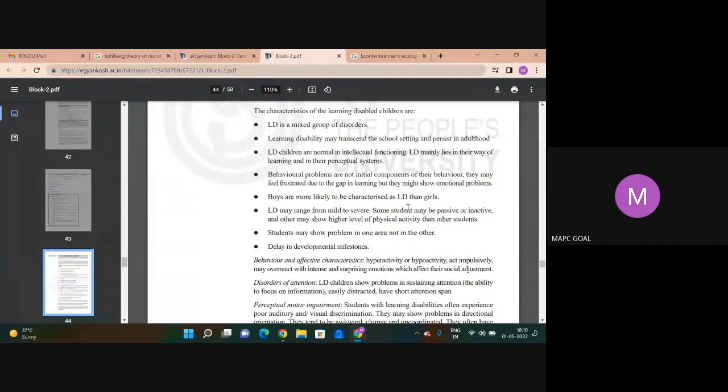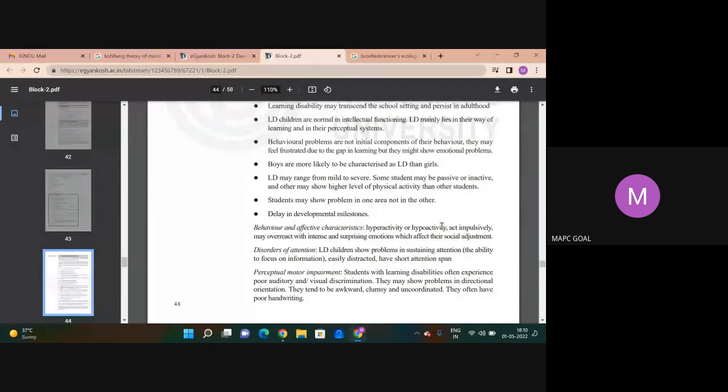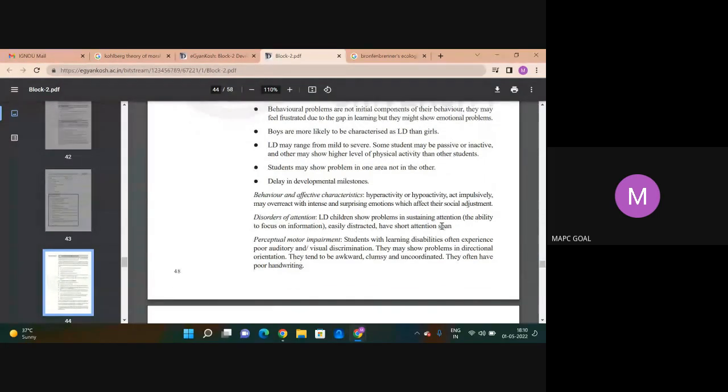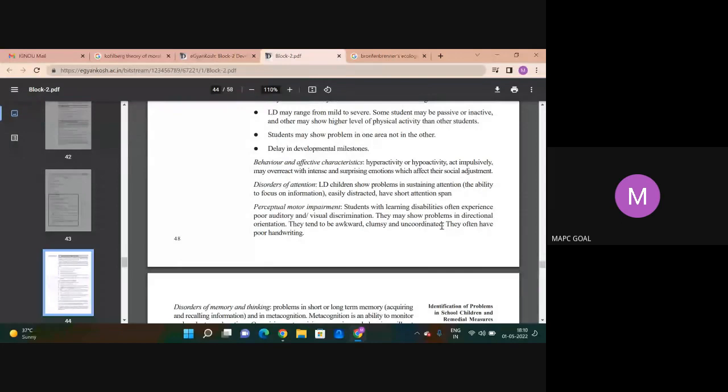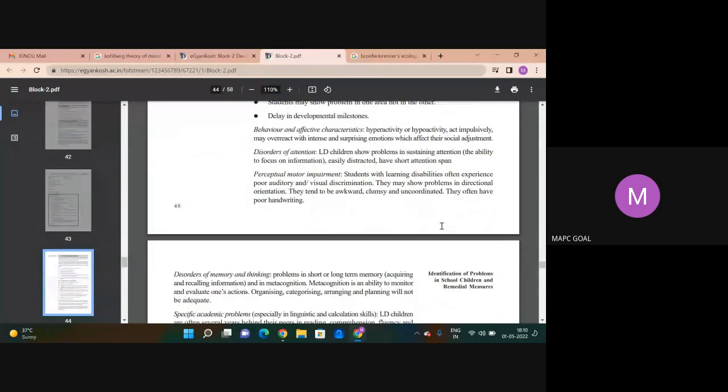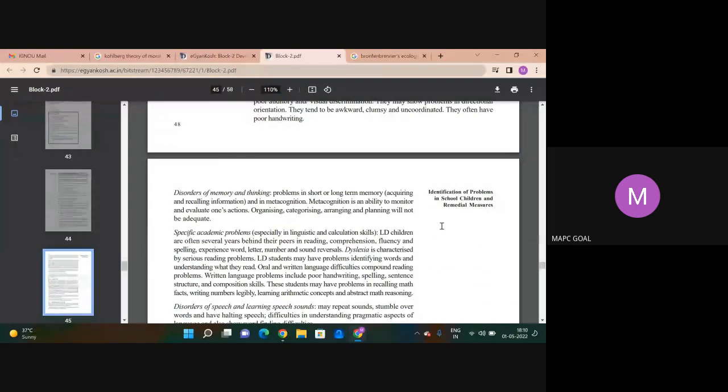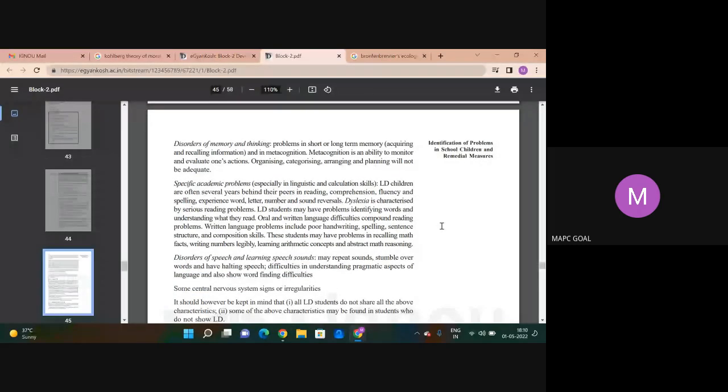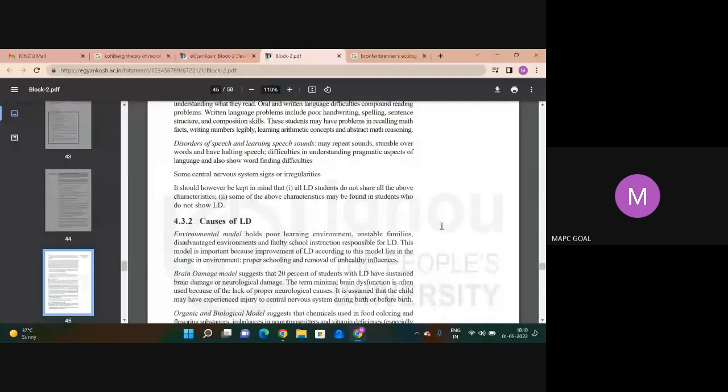Boys are more likely to be characterized as LD than girls, due to brain structure, which we'll see. Learning disability has a criteria from mild to severe. Is it mild, moderate, or severe? It is characterized under three categories, and any kind of test has to be done based on the severity level. Now, what could happen when there's a developmental delay? It could lead to behavioral and affective characteristics, disorders of attention, perceptual motor impairment, disorders of memory and thinking, specific academic problems, and disorders of speech. We'll see all this.